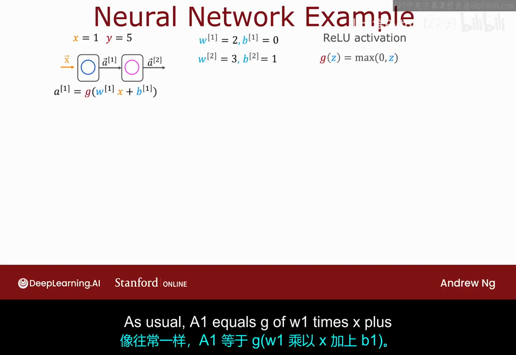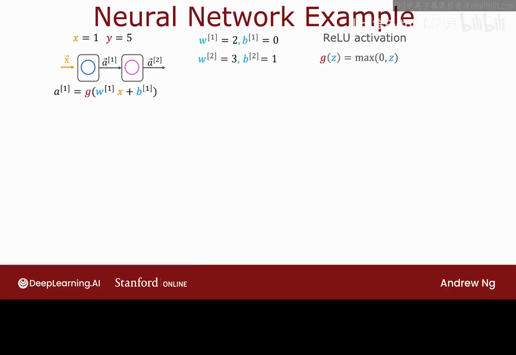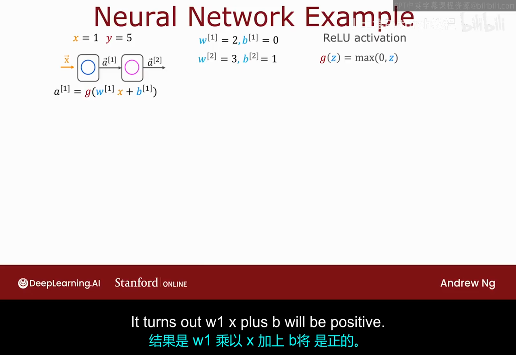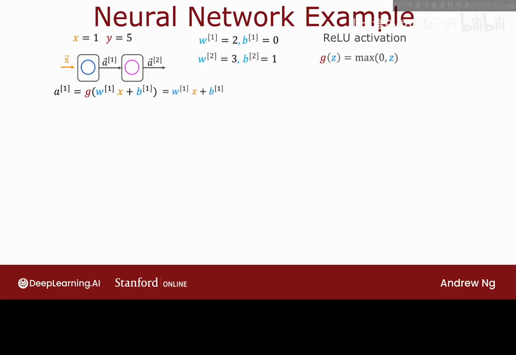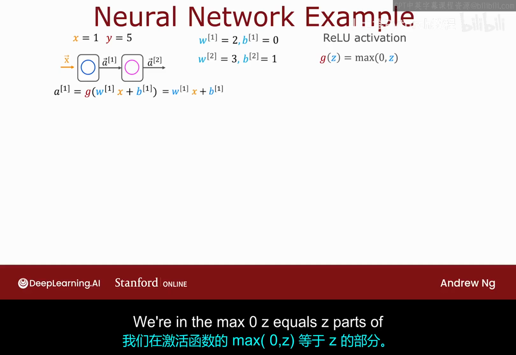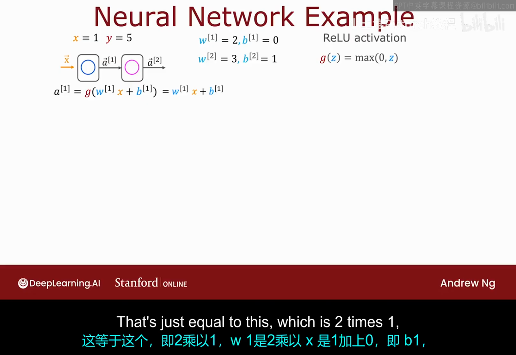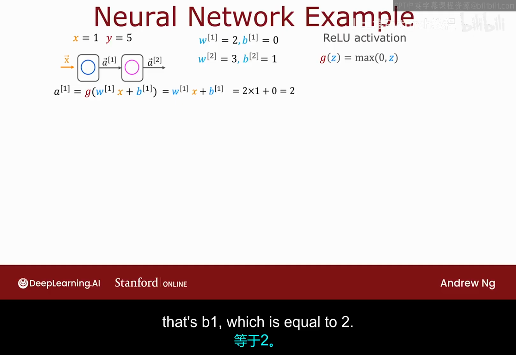As usual, a1 equals g of w1 times x plus b1. And so it turns out w1 x plus b1 will be positive. So we're in the max of 0, z equals z part of this activation function. So that's just equal to this, which is 2 times 1, that's w1 is 2, times x is 1, plus 0, that's b1, which is equal to 2.